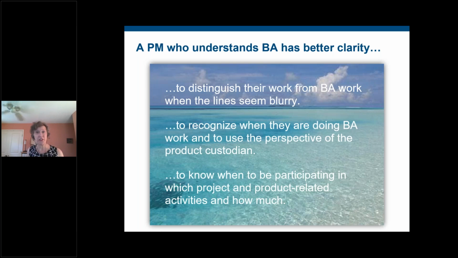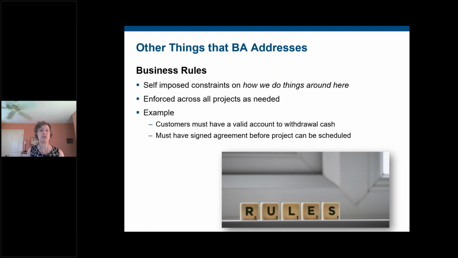Now, there are other things that BAs address as well. Business rules, for example. Business rules are self-imposed constraints about how we do things. I think of business rules as how we do things around here. And these are things that are not specific to a particular project, so PMs tend not to think about business rules. They're not project specific. They're not even product specific. They're across maybe the department or even the entire organization.